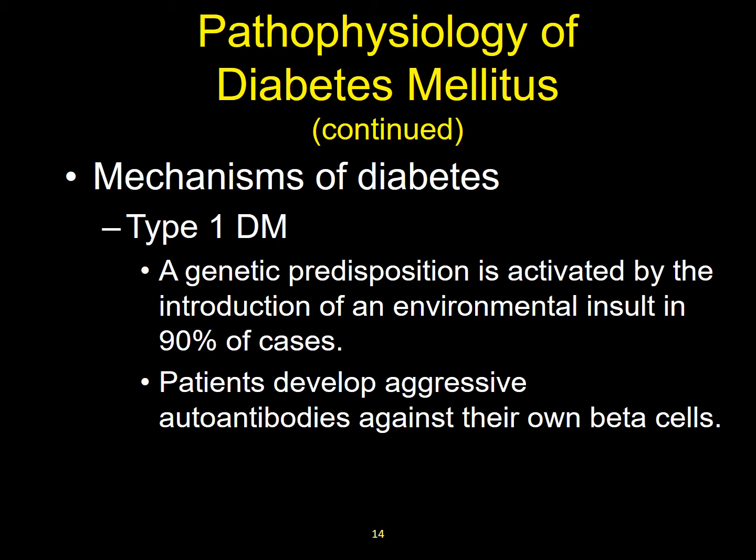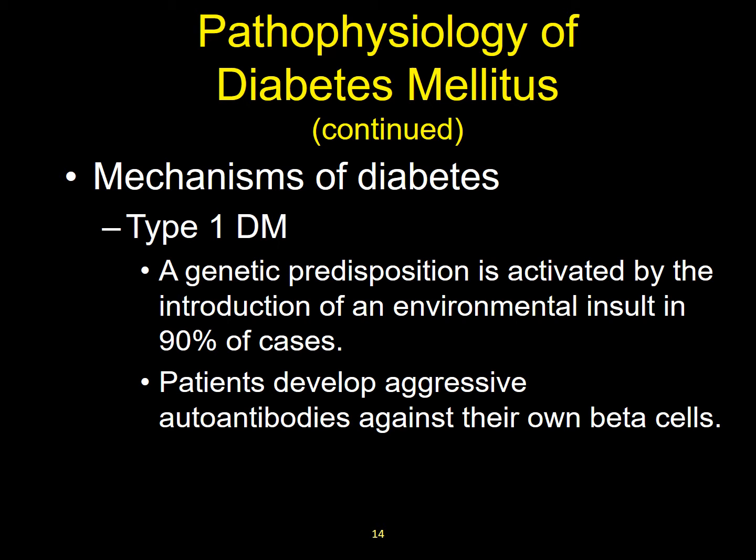And when you have that exposure to the environmental insult, what happens is that patients develop aggressive autoantibodies against their own beta cells. They destroy their own beta cells and cannot make insulin. And this really is a pretty fast process. It does take a little while. If the patient happens to be diagnosed early in the process, they will probably spend several months where they go up and down in terms of their sugar and their insulin requirements.